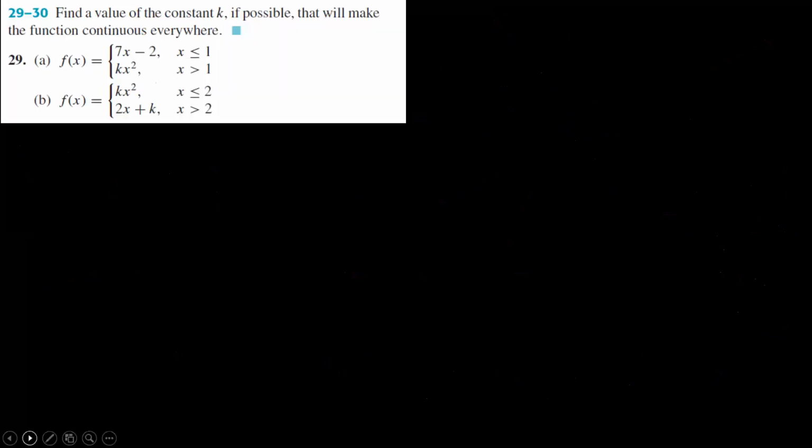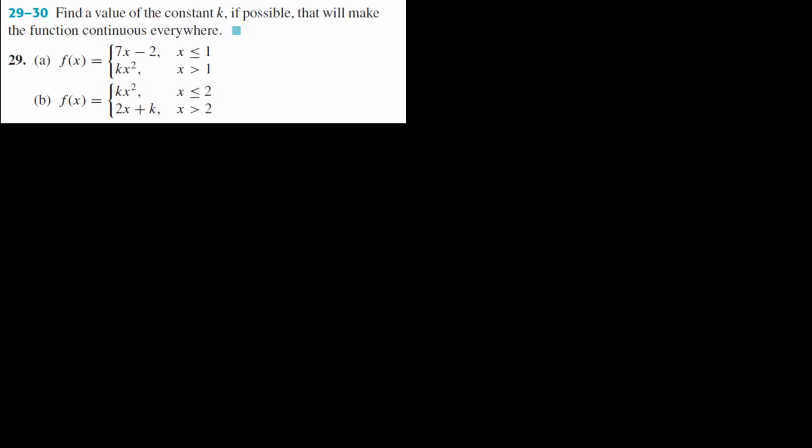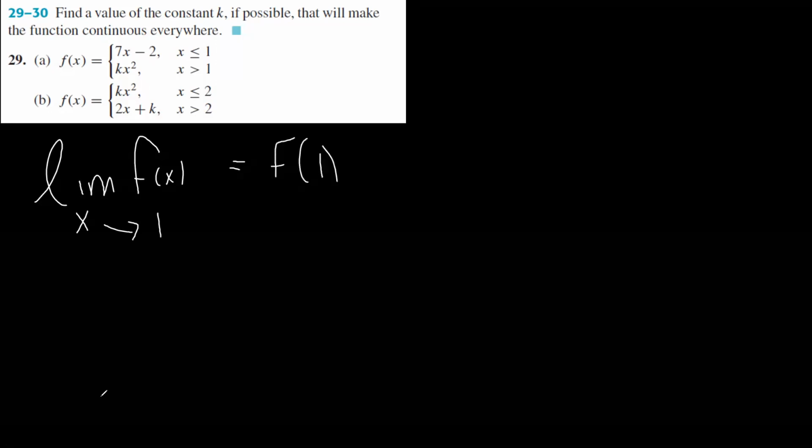Now in this one here, he told me that the function is continuous, but you have to find the value of the constant k that will make the function continuous everywhere. So what does it mean? If the function is continuous, that means the limit as x approaches 1 of f of x is equal to f of 1. If I told you the function is continuous at x equal 1, that means the limit is equal to f of 1.